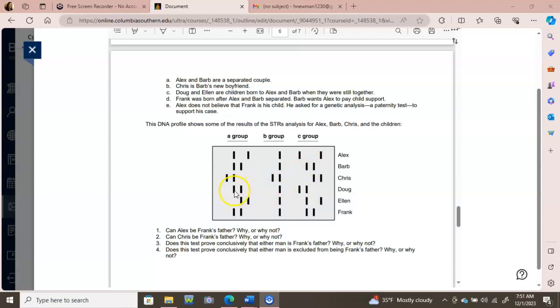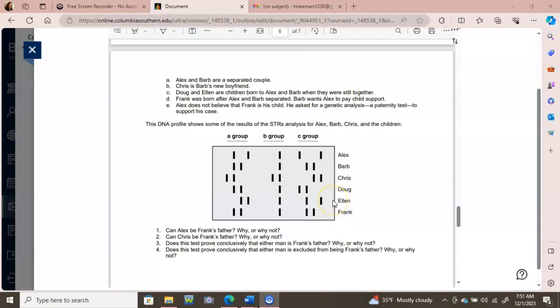These 2 had to have come from his parents, one from Barb and one from Alex. In this case, this particular copy looks like it could have come from Barb or Alex, but this particular allele could have only come from Barb. So this is probably the one from Barb, and this would be the one from Alex. If we look at this second locus, everybody's homozygous here, so he could have gotten one of these from each parent. And when you look at the group C locus, this particular copy here could have come from Alex, and this copy would have come from Barb. So it looks like Doug is a legitimate child.